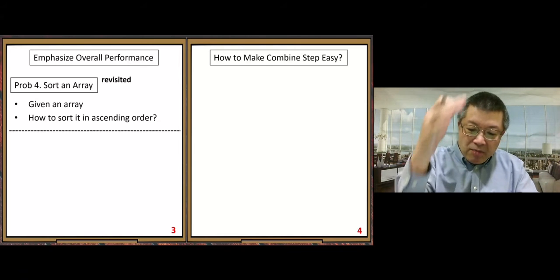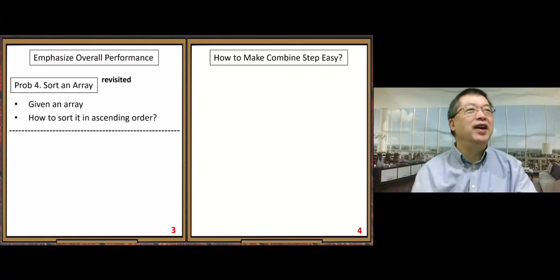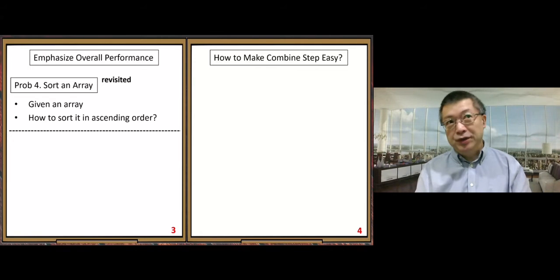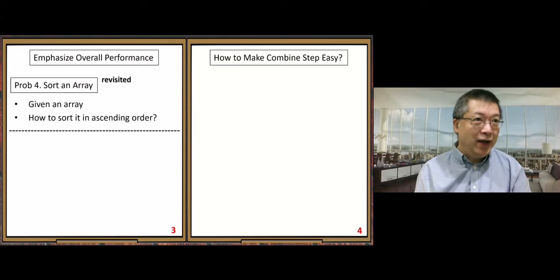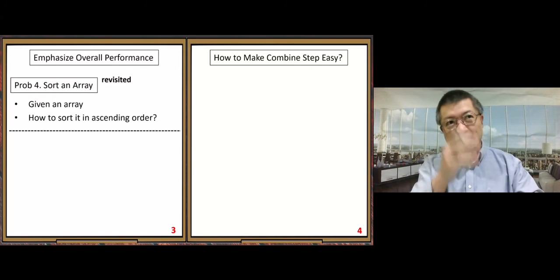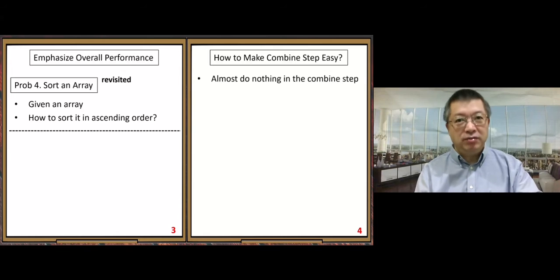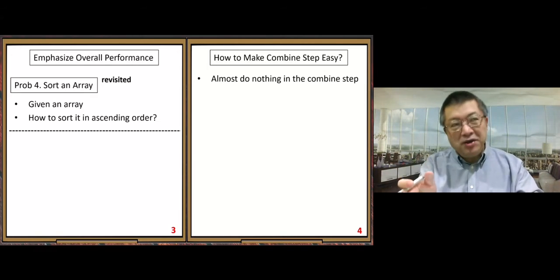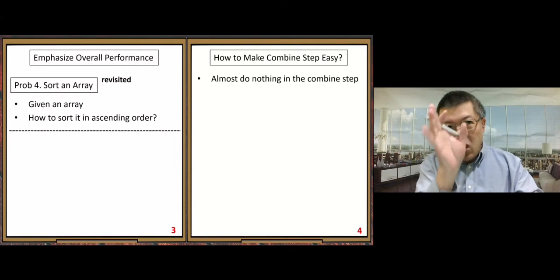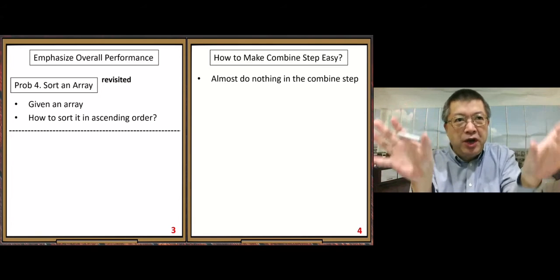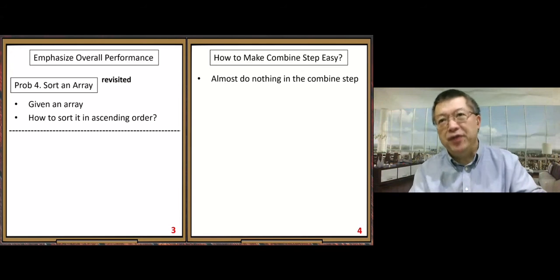How to make the combine step easy, right? It's not magic. You have to justify it, right? How to make that happen? Let's try to get more information. Almost do nothing in the combine step. Is it possible? Let's try to imagine the best situation we can have in this step.